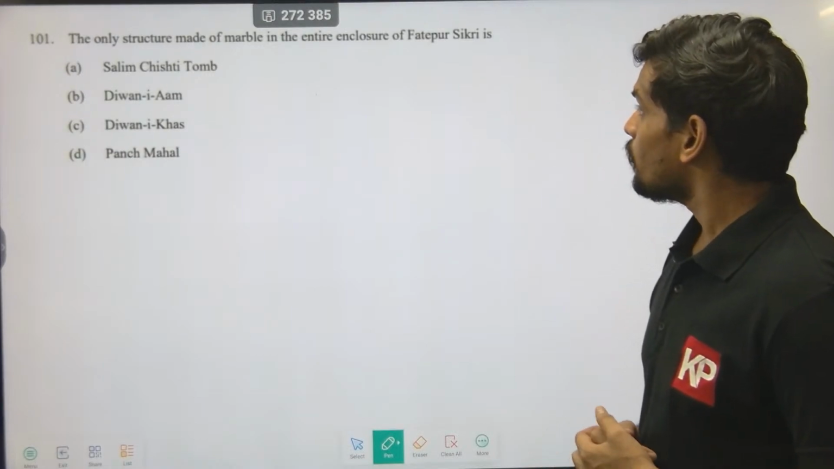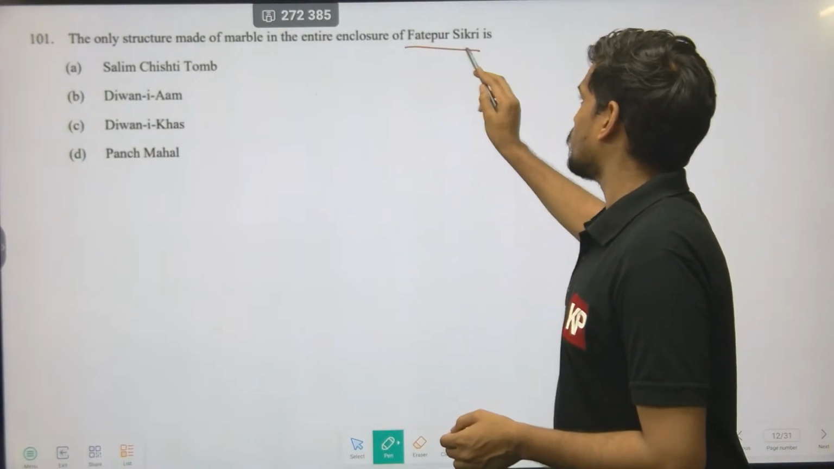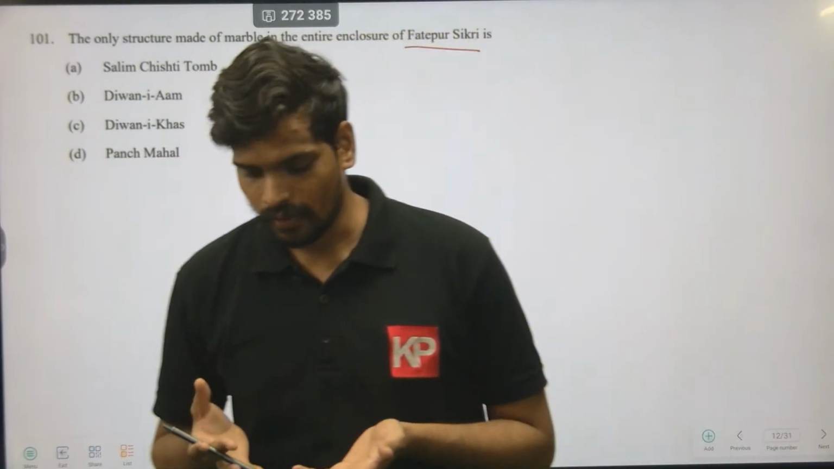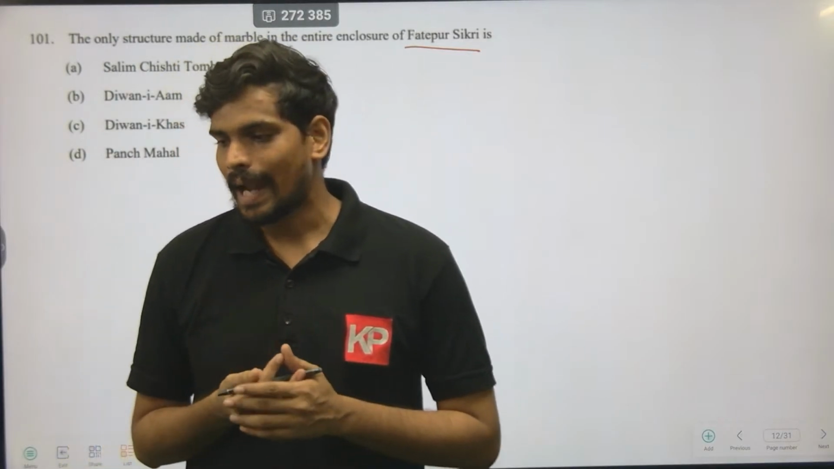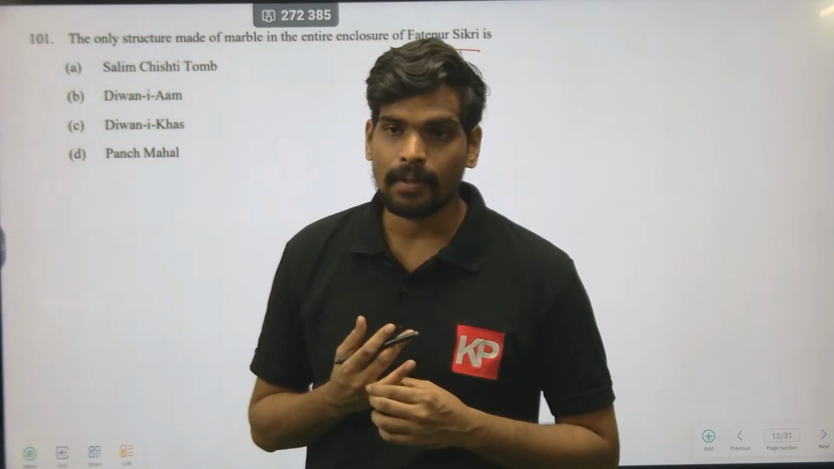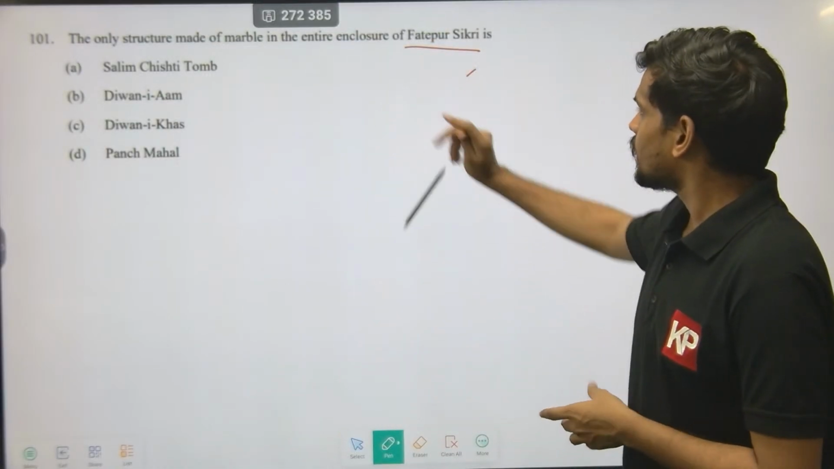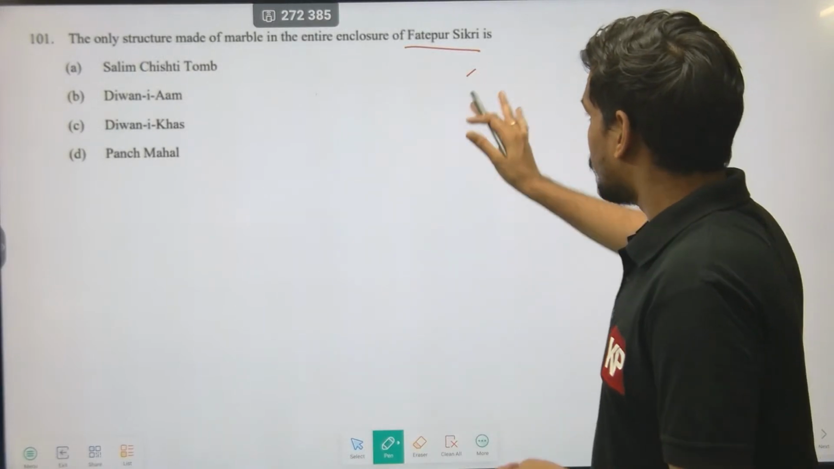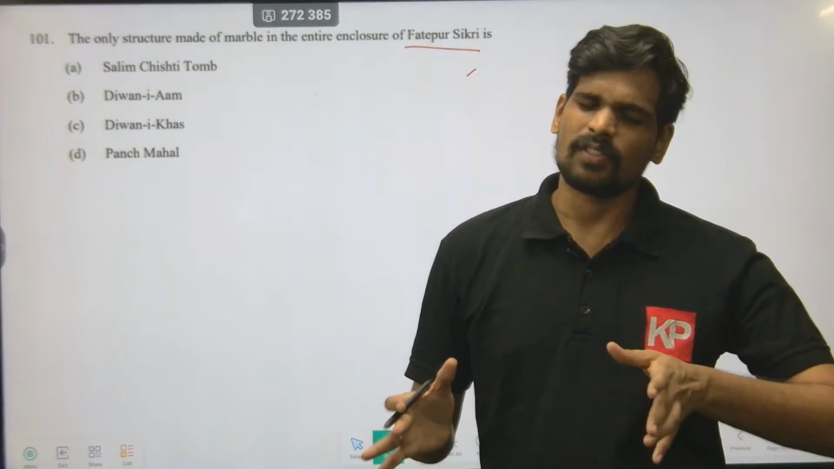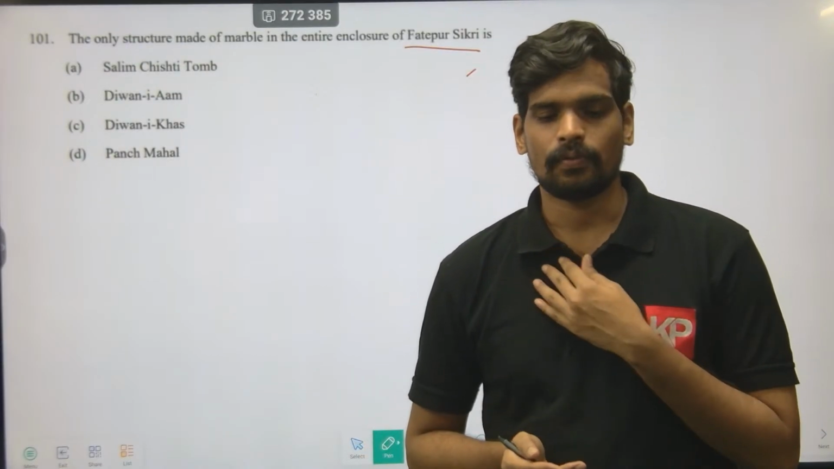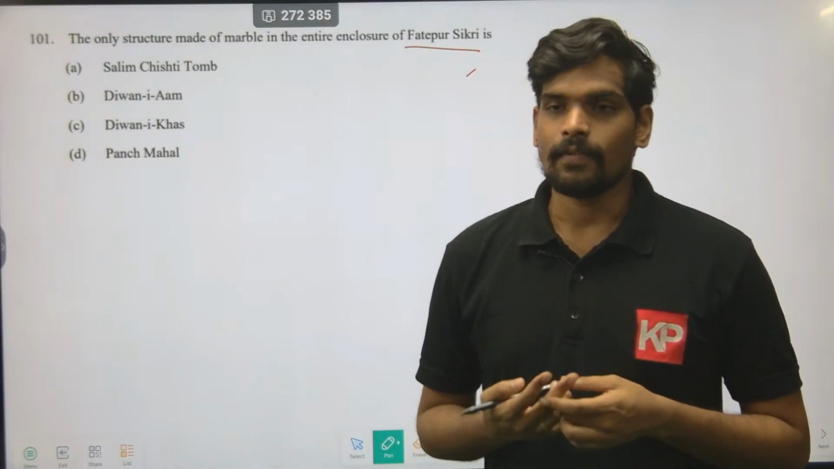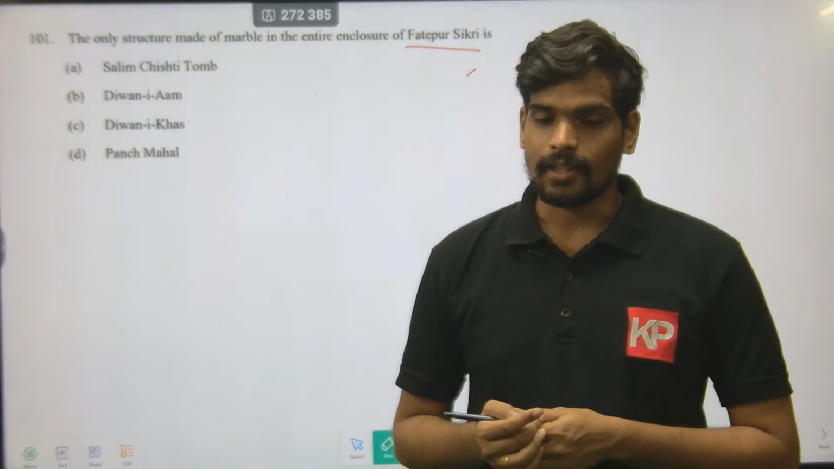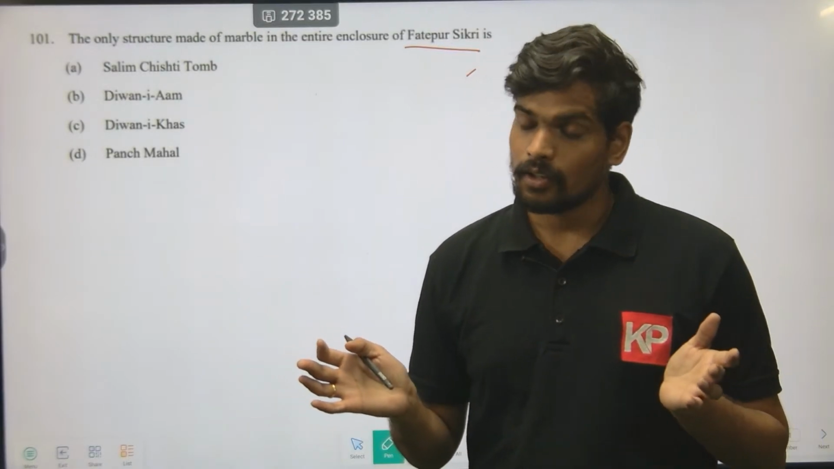The only structure made of marble in the entire enclosure of Fatehpur Sikri. So Fatehpur Sikri is located on an elevated location nearby Agra. It was the capital city developed under the rule of Akbar during the Mughal Empire. So the Mughal Emperor Akbar used that as his capital city, Fatehpur Sikri. Some points you can remember with respect to Fatehpur Sikri is that it is referred to generally as a city without roads because it has a clustered layout. Unlike other Mughal structures, it does not have large elaborately laid gardens.